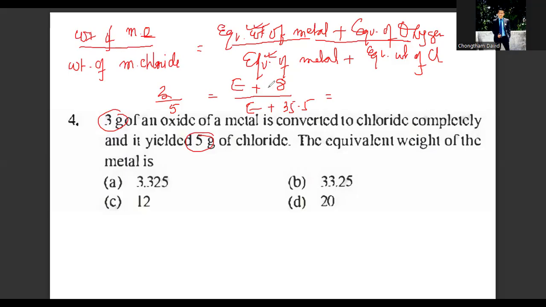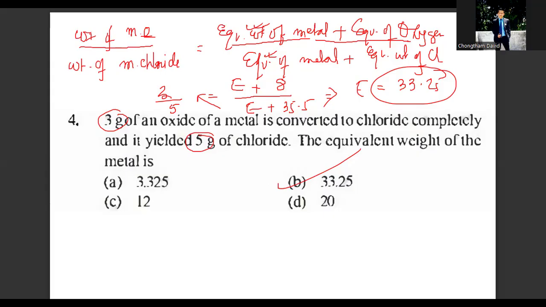So E plus 8 corresponds to the weight of the metal oxide with respect to E plus 35.5 for the metal chloride. Now if you calculate this, you will obtain the value of E. Transpose this on this side. 3E plus 35.5 into 3 equals 5E plus 8. So 2 divided by this would correspond to 33 approximately. So 33.25 would be the answer to question number 4.